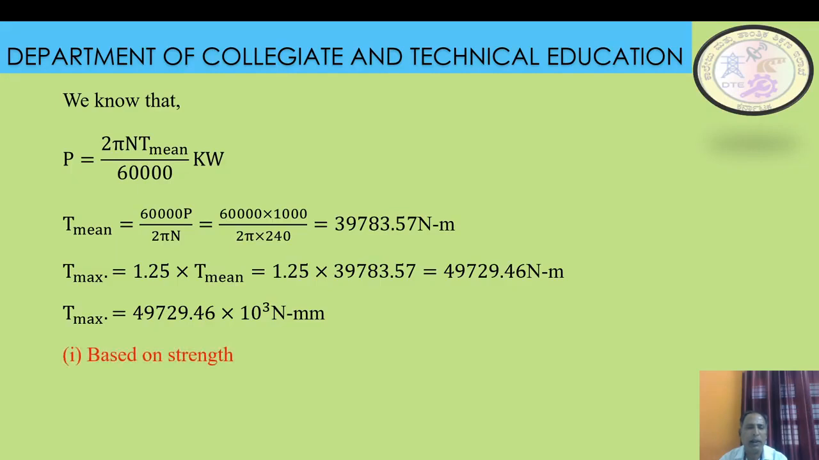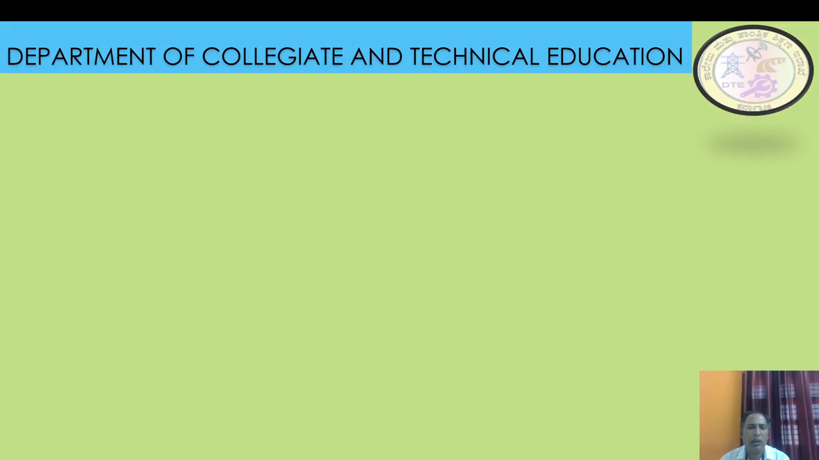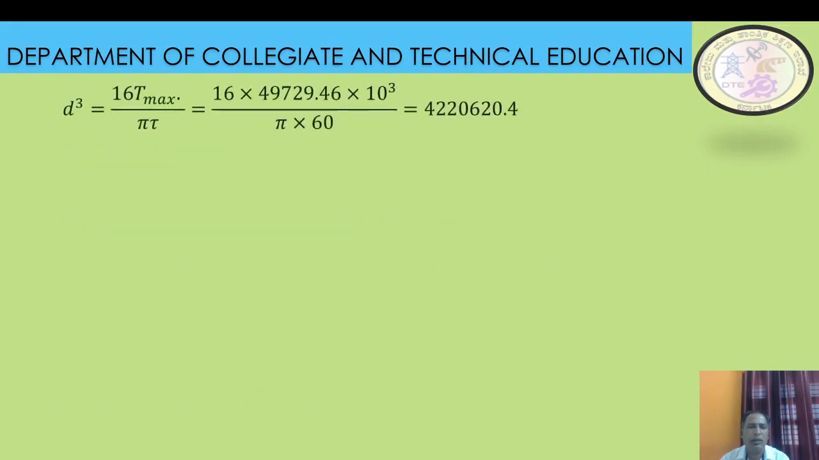Now we will calculate the diameter of the shaft based on strength and then based on rigidity. So as we know that the torque transmitted by a solid shaft is pi by 16 into d cube into tau, that is the maximum shear stress. So therefore d cube is equal to 16 into T maximum divided by pi into tau. Therefore by substituting the value of maximum torque and the shear stress given in the problem, we can calculate the diameter of the shaft as 161.6 mm.